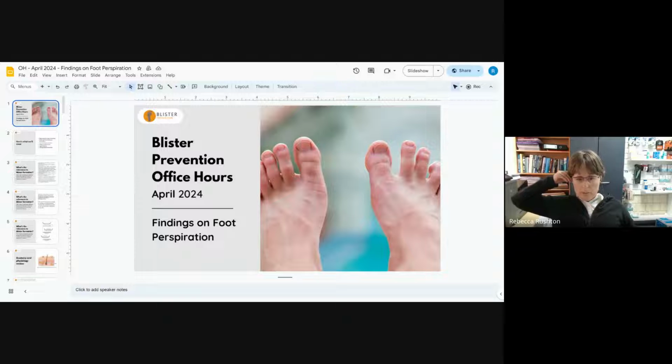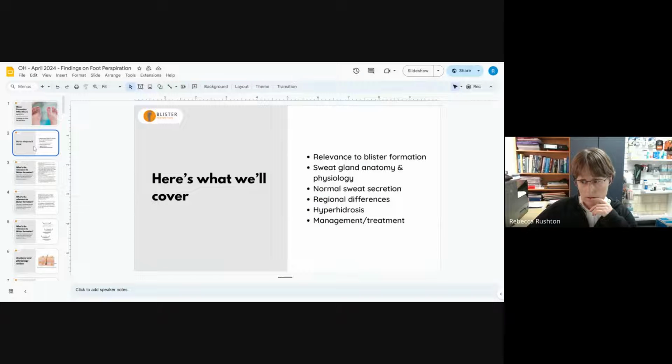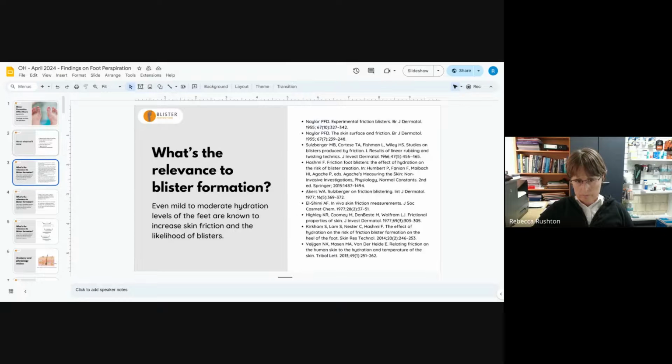Guys, we're going to be talking about sweaty feet today. So we're going to cover, obviously, the relevance to blister formation. That's why we're here. We'll have a quick look at sweat gland anatomy and physiology. We'll have a look at normal sweat secretion, regional differences, the disorder of hyperhidrosis, and some management strategies and treatments. What's the relevance to blister formation?